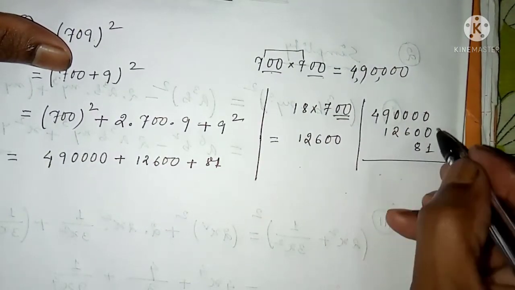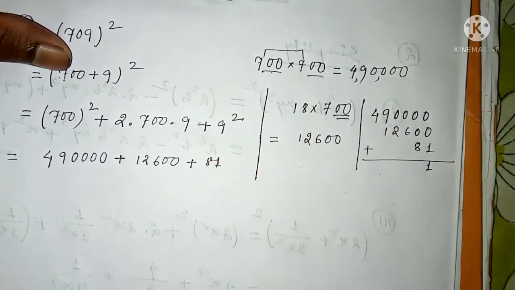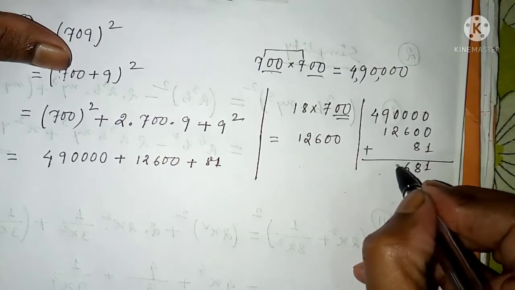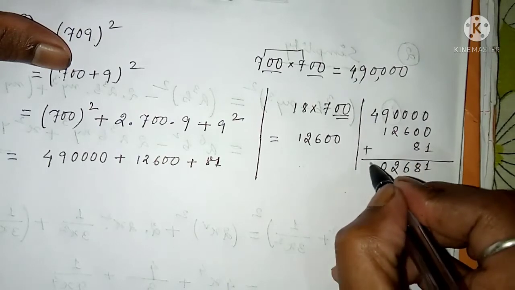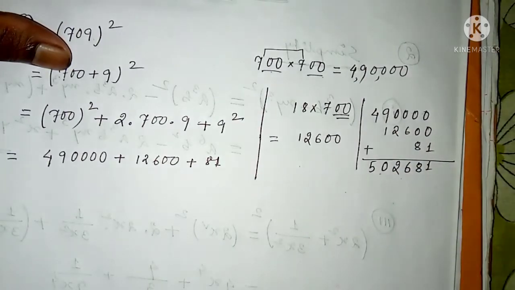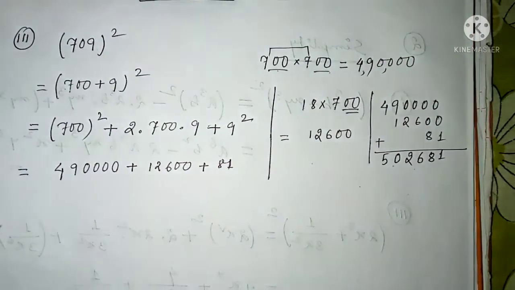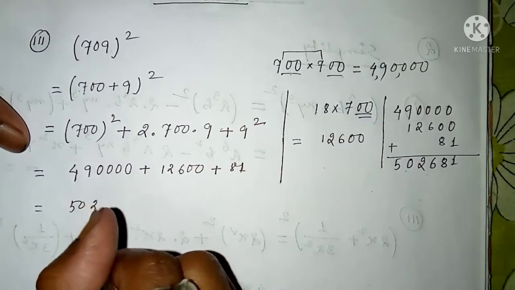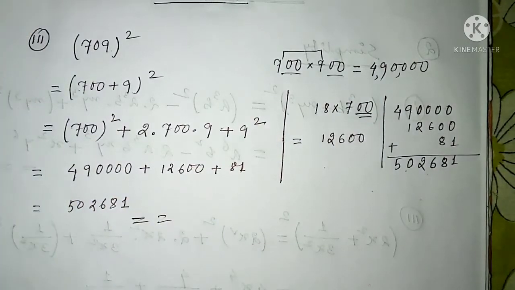Then I'll write here 0 plus 0, 0 plus 1, that is your 1. This is your 8, that is your 6, that is your 2, 9 plus 1 is 10, 0 carry 1, 4 plus 1 is 5. That means our answer is 502681. So this is our answer.